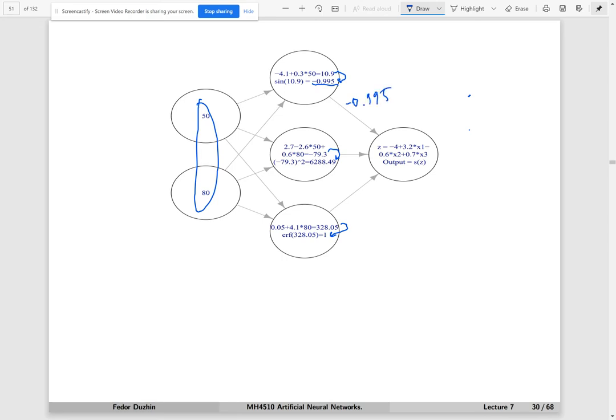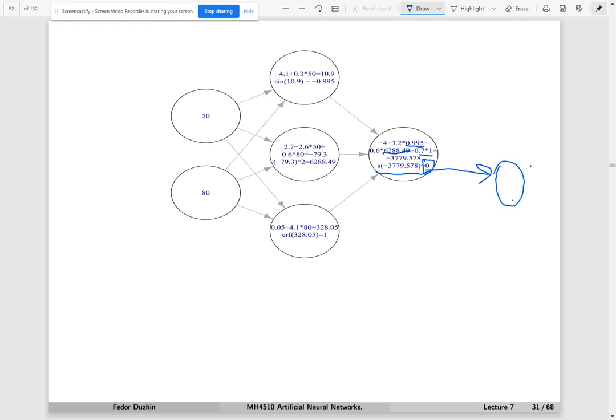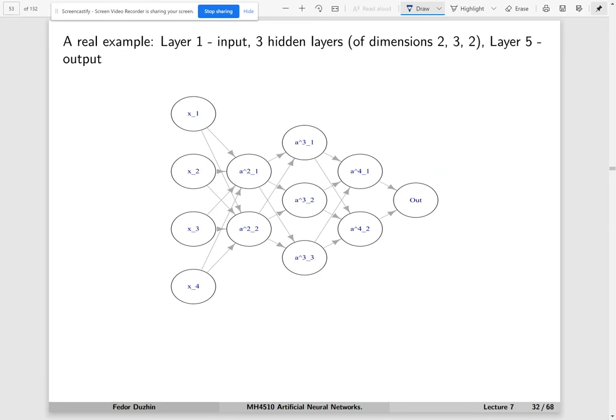So it means that this minus 0.995 comes out of the first neuron. This number 628849 comes out of the second neuron, and number 1 comes out of the third neuron. And then we are plugging them into the linear transformation that happens in the output layer, and then we are applying the sigmoid function, which is the activation function in the output layer. And this 0 is going to be the final output of the entire model. Okay, so this was a hypothetical example.